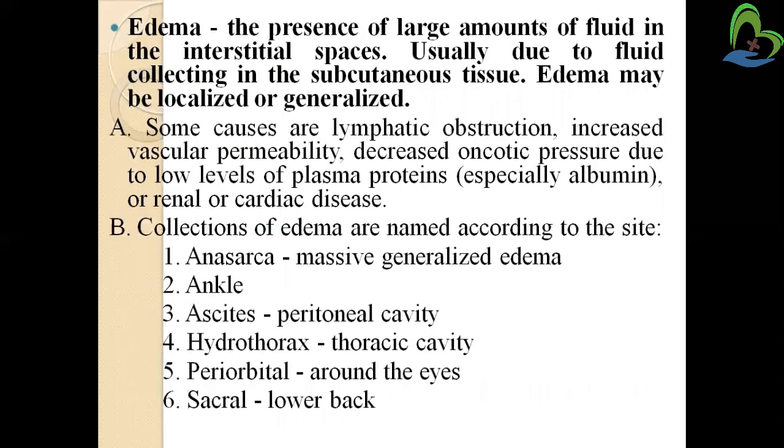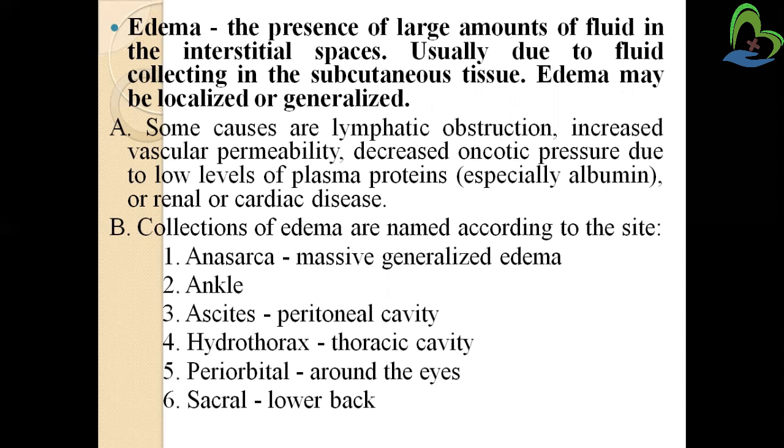The last one is edema. It is the presence of a large amount of fluid in the interstitial space, usually due to fluid collecting in the subcutaneous tissue. Edema may be localized or generalized. Some causes are lymphatic obstruction, increased vascular permeability, and decreased oncotic pressure due to low levels of plasma protein. The plasma proteins are albumin and globulins, especially albumin, or renal or cardiac disease.